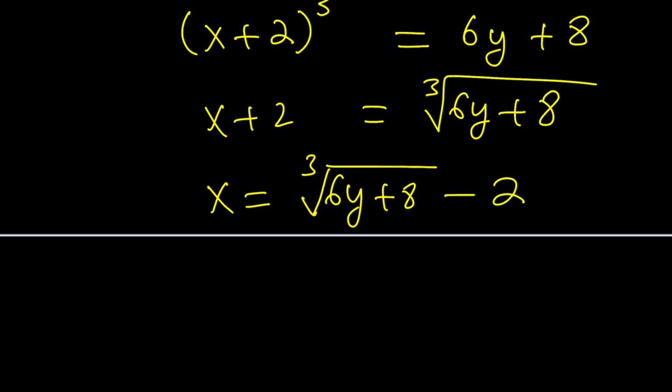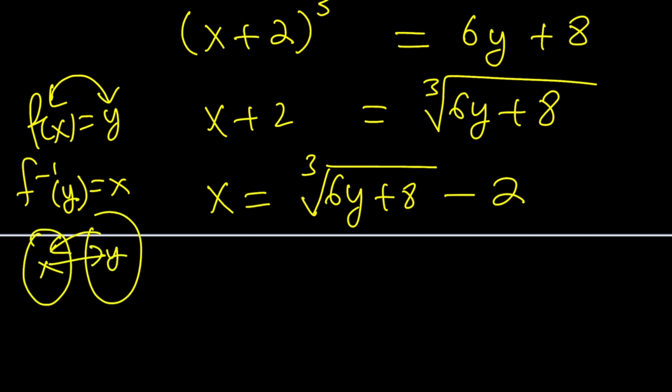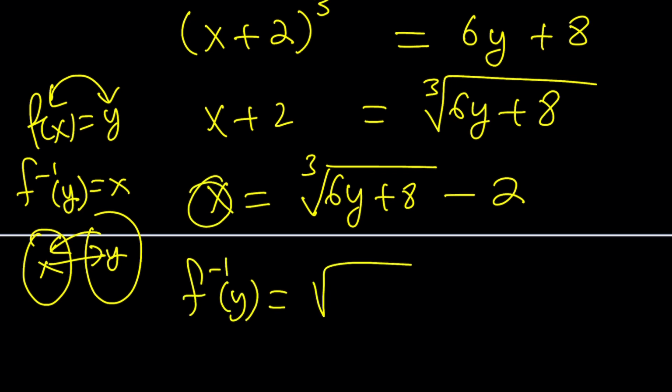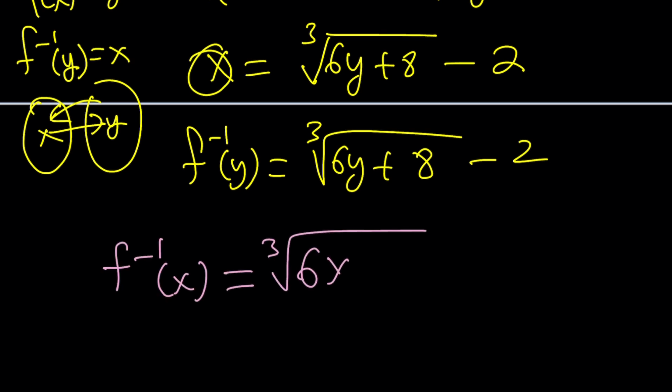Now, the step after this is writing what x means, because remember, f of x is y, but when you invert it, this is going to become f inverse of y equals x. Because that's basically the idea. You have an x, you have a y, this is f inverse. You get the idea? So now I'm going to replace x with f inverse of y. And then now my inverse is in terms of y, and you don't want that. You want it in terms of x, so I'm going to write this as f inverse of x equals the cube root of 6x plus 8 minus 2. So that's the inverse of our function.